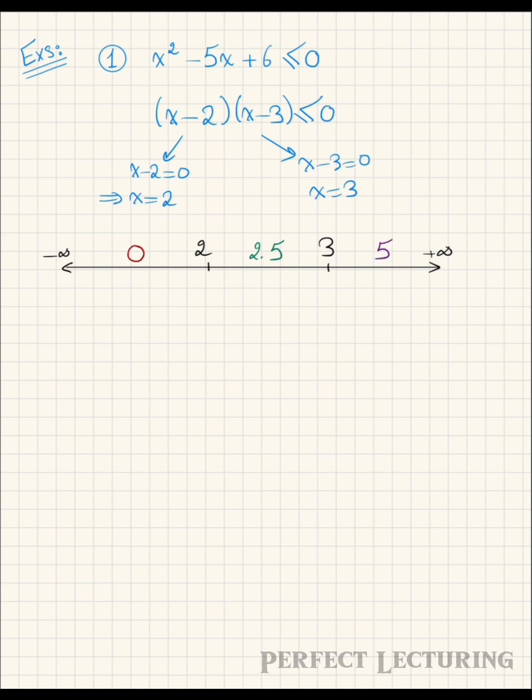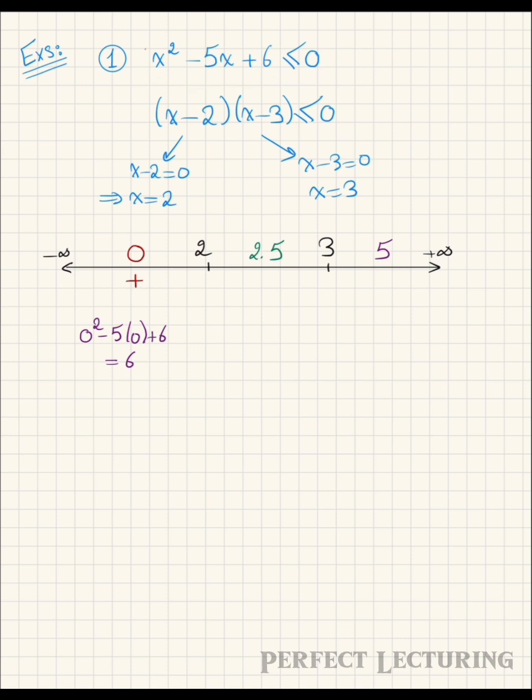Now for each one of the numbers that we picked, we plug it into the main trinomial and check the sign. So if I replace x by 0 in x squared minus 5x plus 6, I will obtain 0 squared minus 5 times 0 plus 6, and that is equal to 6, which is positive. So this means in this region we add a plus sign. So x squared minus 5x plus 6 is positive for any x value you choose in this region.